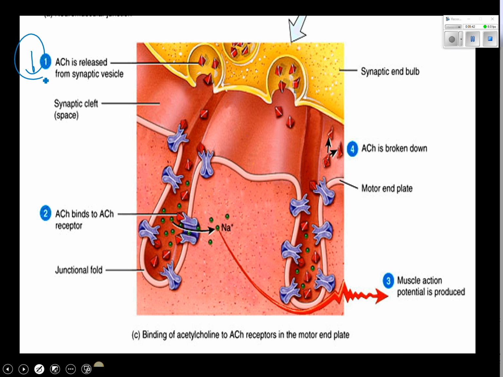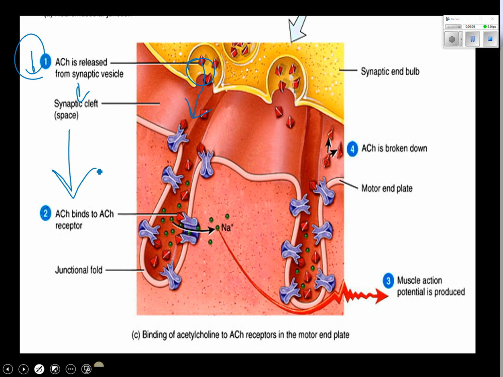So number one is the acetylcholine is going to be released from the synaptic vesicle. Usually what I term this one, for my shorthand, is a release of acetylcholine. So again, just to review, the nerve impulse arrives at the synaptic end bulbs, causing many synaptic vesicles to release the acetylcholine into the synaptic cleft. So it goes into the synaptic cleft space.